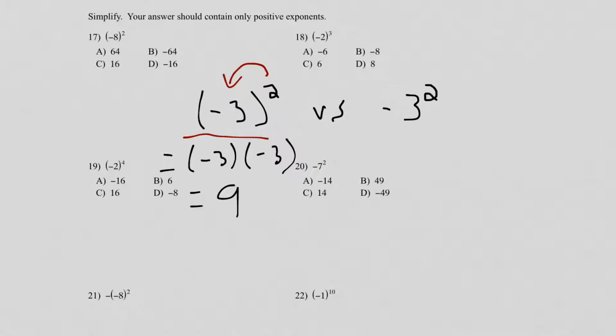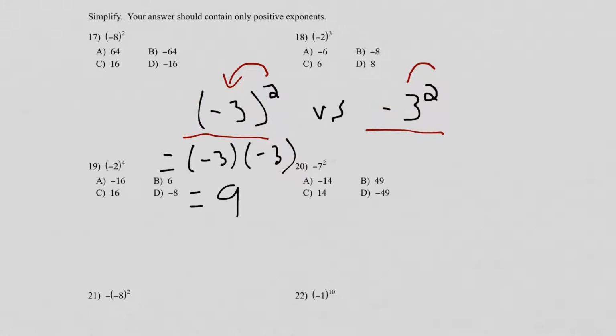Over here on the right hand side, we've got a different situation. We've got an exponent 2 that's going to affect the number it's directly next to, which is 3, but does not affect that negative sign out front because it's not contained within a bracket. So the exponent only affects what it's directly next to. If that happens to be a bracket, it affects the whole bracket.